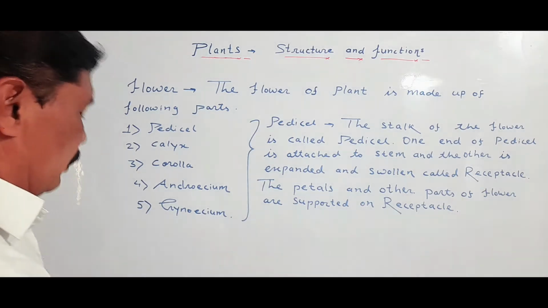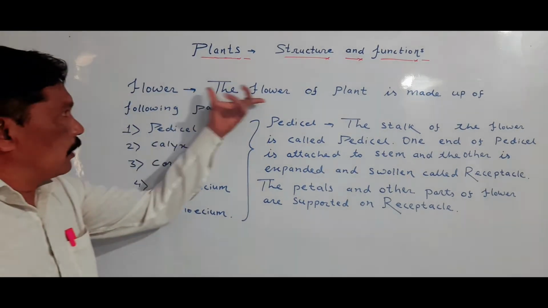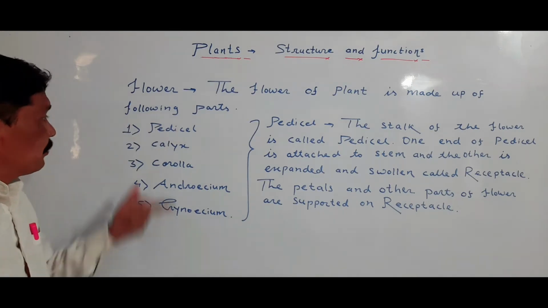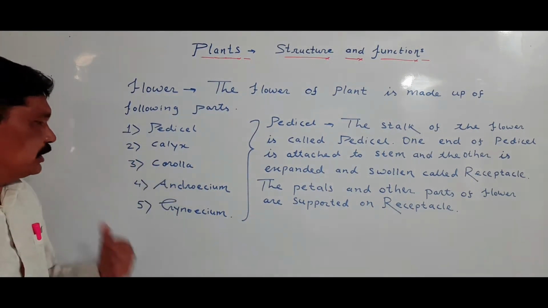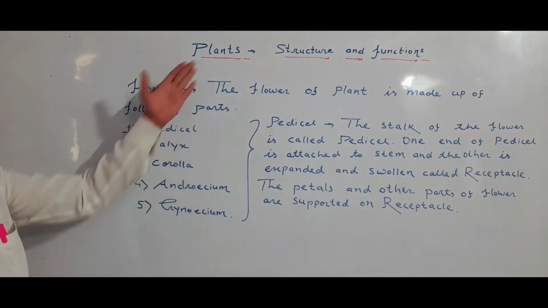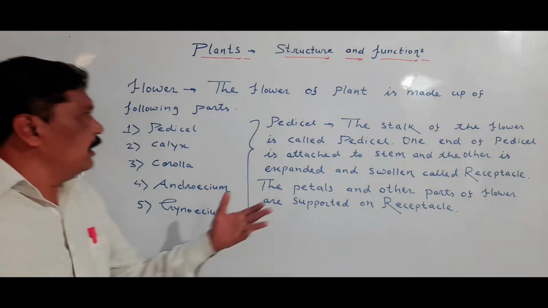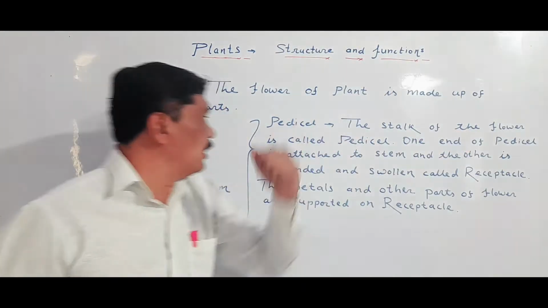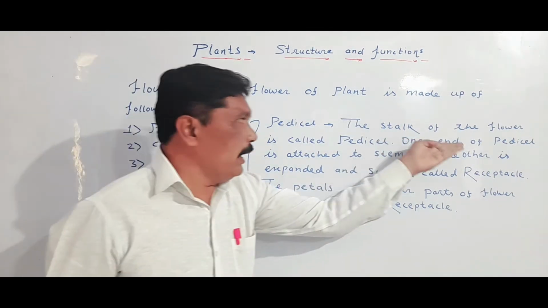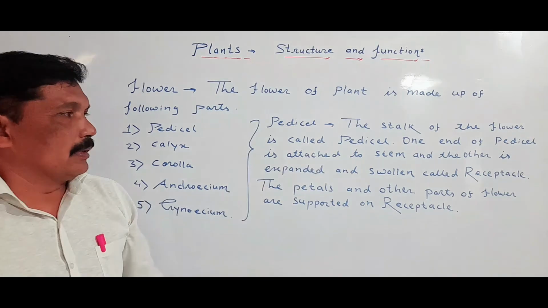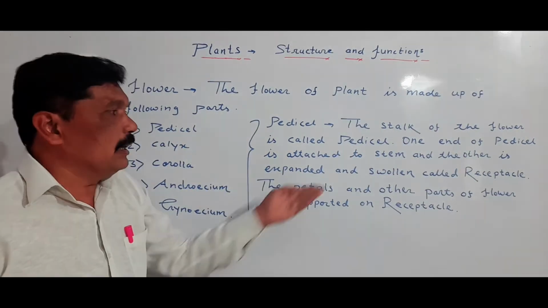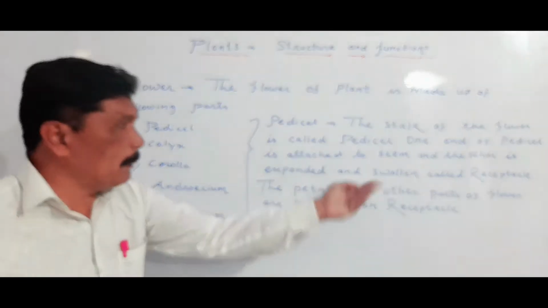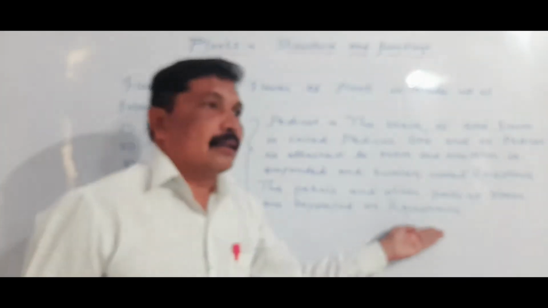Let's have brainstorming over flower. The flower of a plant is made up of the following parts: pedicel, calyx, corolla, androecium, and gynoecium. Let's have brainstorming over pedicel. The stalk of a flower is called pedicel. One end of the pedicel is attached to the stem and the other is expanded and swollen, called receptacle. The petals and other parts of the flower are supported on the receptacle.